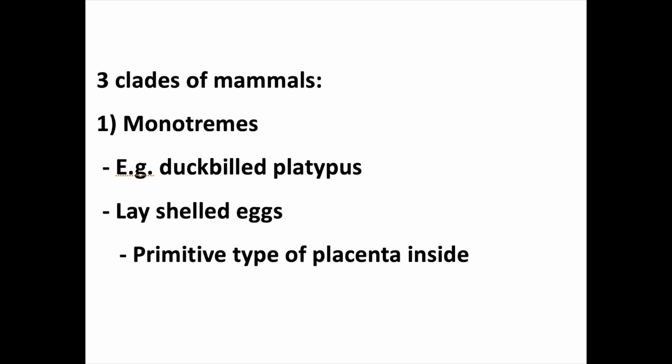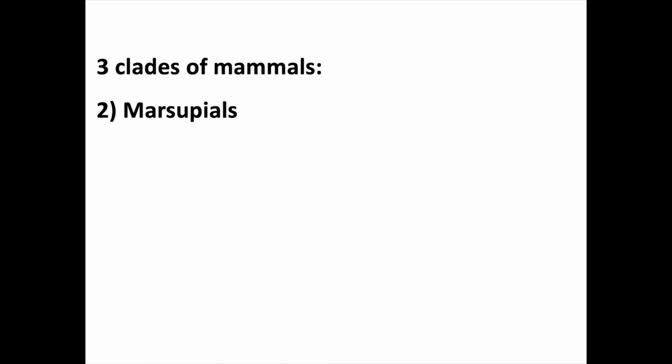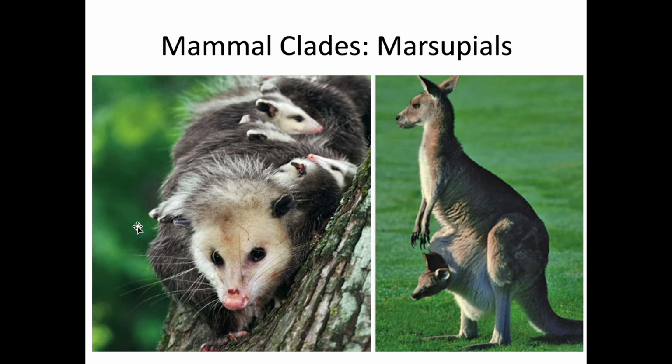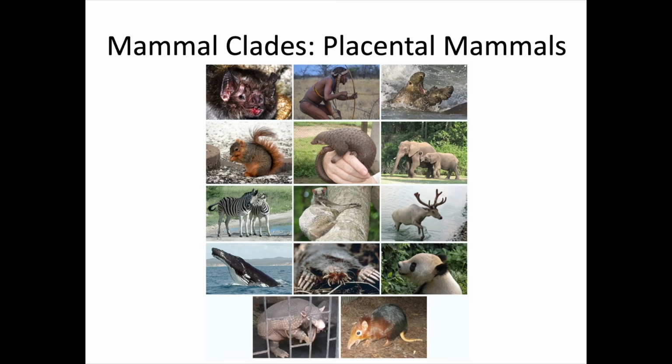A second clade of mammals is called marsupials. Well, there's only one that's native to North America, but there are tons of marsupials in Australia. They're known for this pouch in which their young can grow up. So, to best understand marsupials, we really need to skip ahead and compare them with placental mammals, the third group. Outside of Australia, this is by far the most prominent group of mammals on the planet.